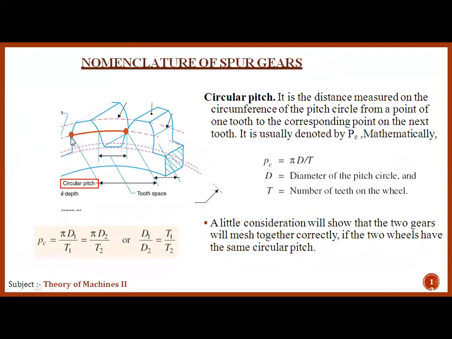Circular pitch. It is the distance measured on the circumference of the pitch circle from a point on one tooth to the corresponding point on the next tooth. Means if we start measuring the distance from this particular point on a tooth, and measure to the same point on the successive tooth along the pitch circle, then that is the circular pitch.